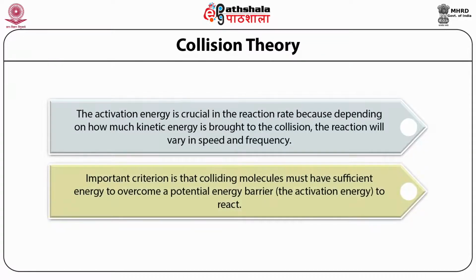An important criticism of this theory is that the colliding molecule must have sufficient energy to overcome a potential energy barrier to react. That means if a reactant or a molecule doesn't have sufficient energy to overcome this energy barrier, then the reaction fails. So how the reactant molecule is converted to the product, they are not explaining, because every time some reactant molecule is converted to the product.